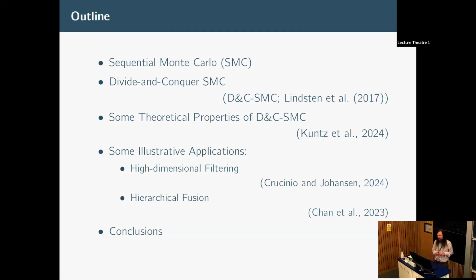I'll talk a little bit about the theoretical behavior of this class of algorithms before sketching a couple of recent illustrative applications of the method. I don't think either of these are necessarily the ultimate solution to any particular problem. They seem to work okay for some stuff. I think that there's more to do in these directions.